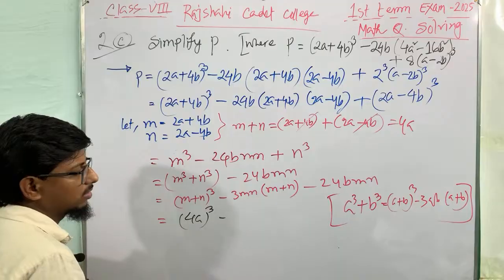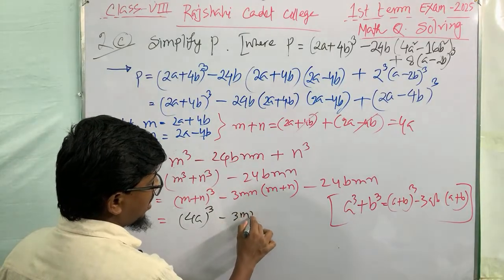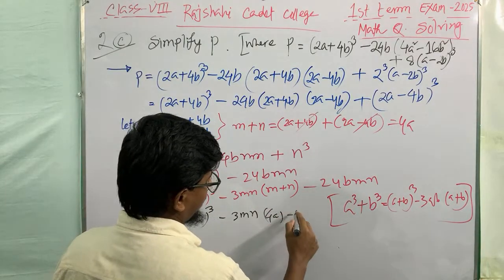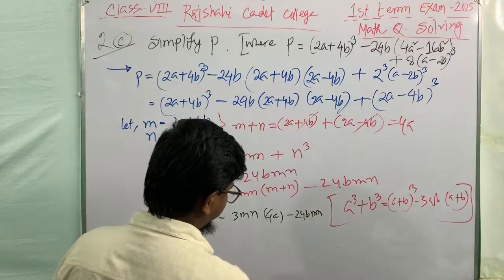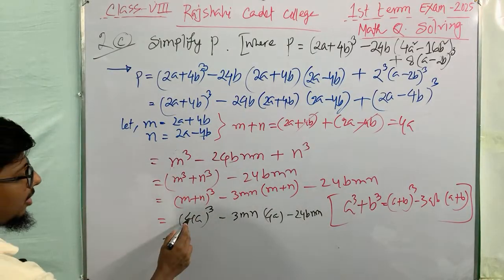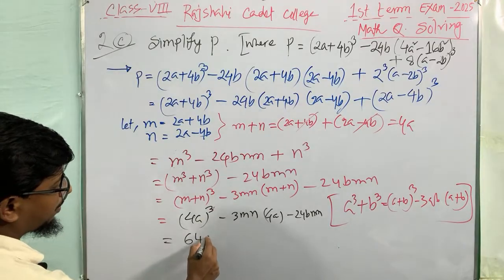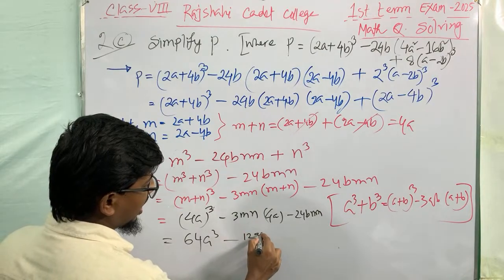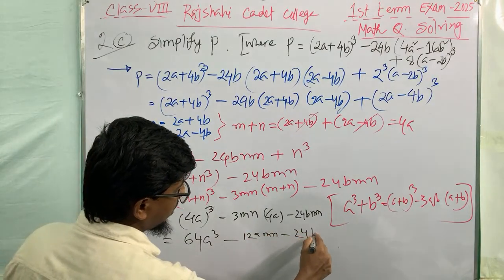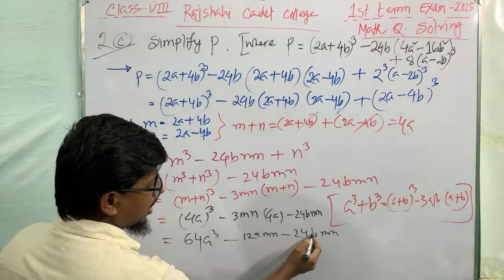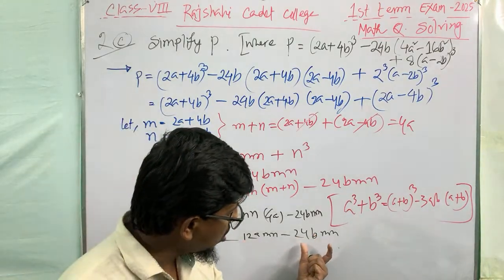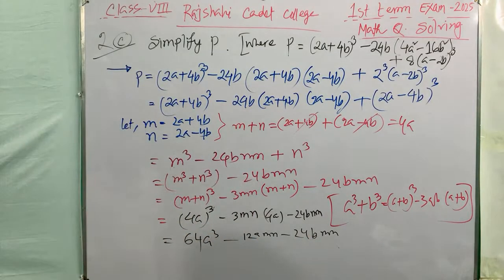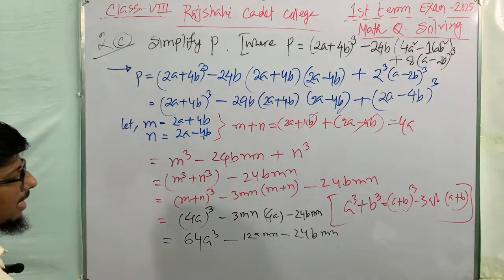power 3, minus 3mn, and then m plus n, which is 4a, minus 24bmn. 4 to the power 3 is 64, a to the power 3 is a cube, minus we have 3 times 4 is 12, amn minus 24bmn. I wish we could cancel or take the subtraction, but we cannot because you have a and b here. So there is nothing that you can do about it.